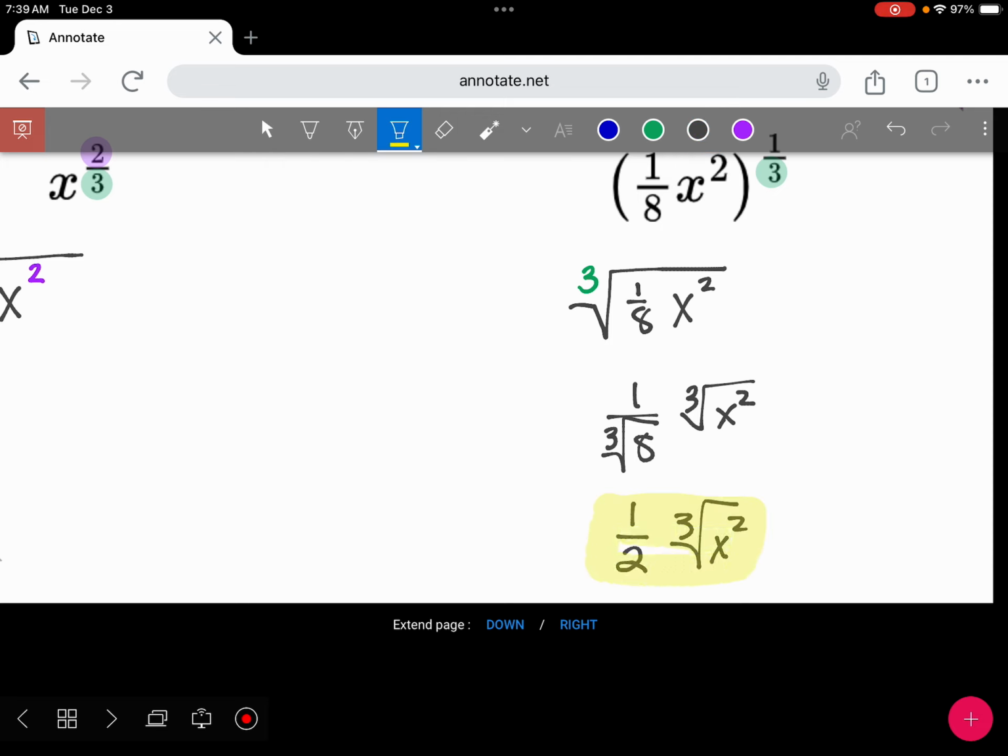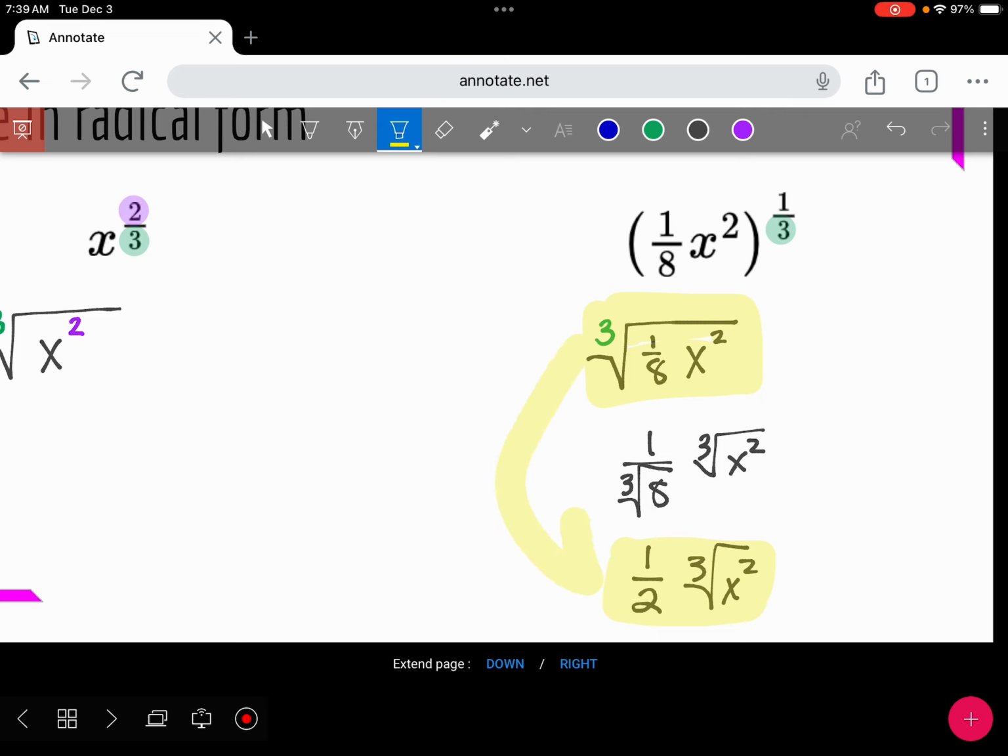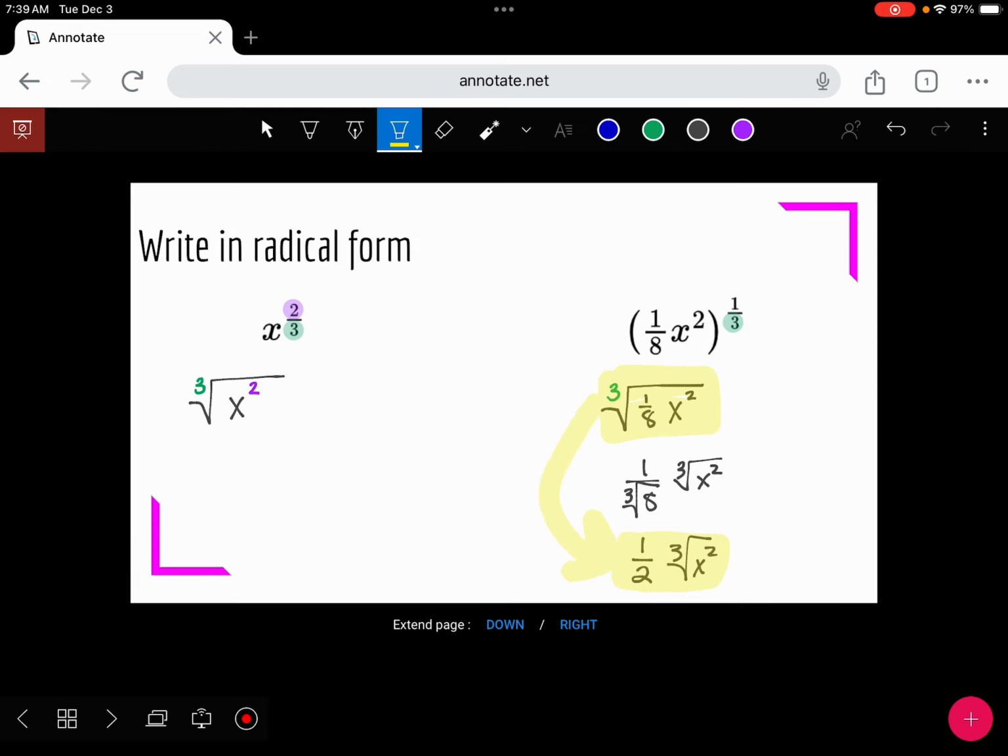If all we are asked to do is put it in radical form, this is sufficient. But this is fully simplified. So if we're asked to put it in radical form and simplify, make sure we simplify. You can put the cube root of 1/8 in the calculator. It'll give you a 1/2. It can do that.